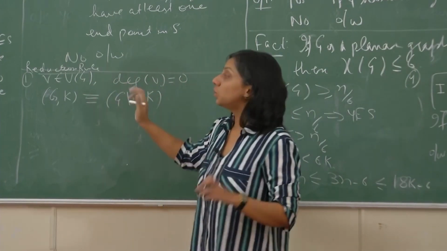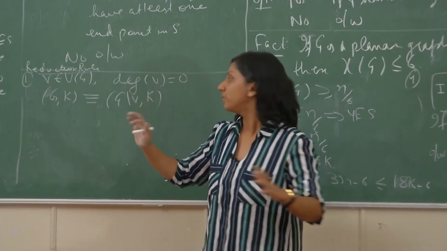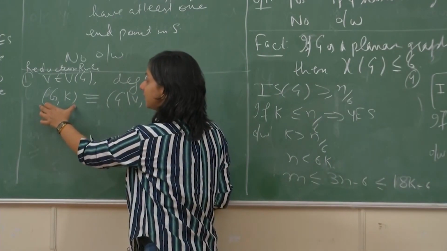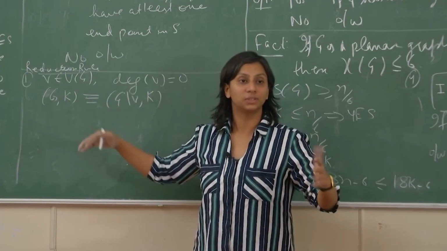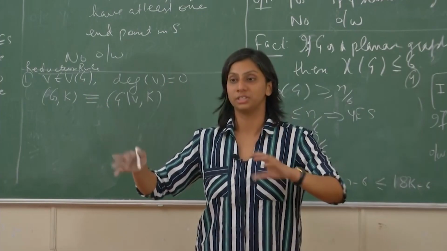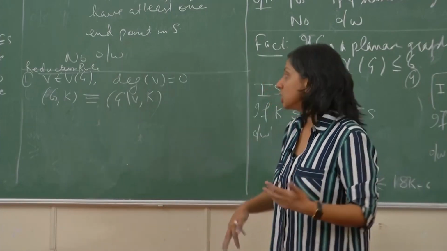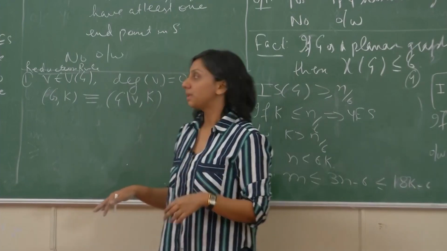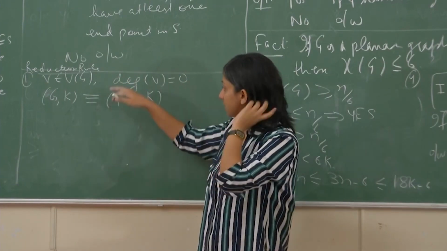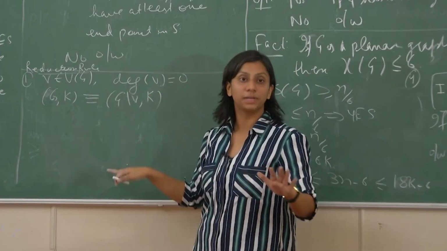So we say a reduction rule is safe if it takes as input this instance, outputs this instance, and these two instances are equivalent. So this is the terminology that's used in literature, so it might slip from my tongue anytime. When I say a reduction rule is safe, it's just that this instance is equivalent to this instance. Okay, so definitely this reduction rule is safe for vertex cover.